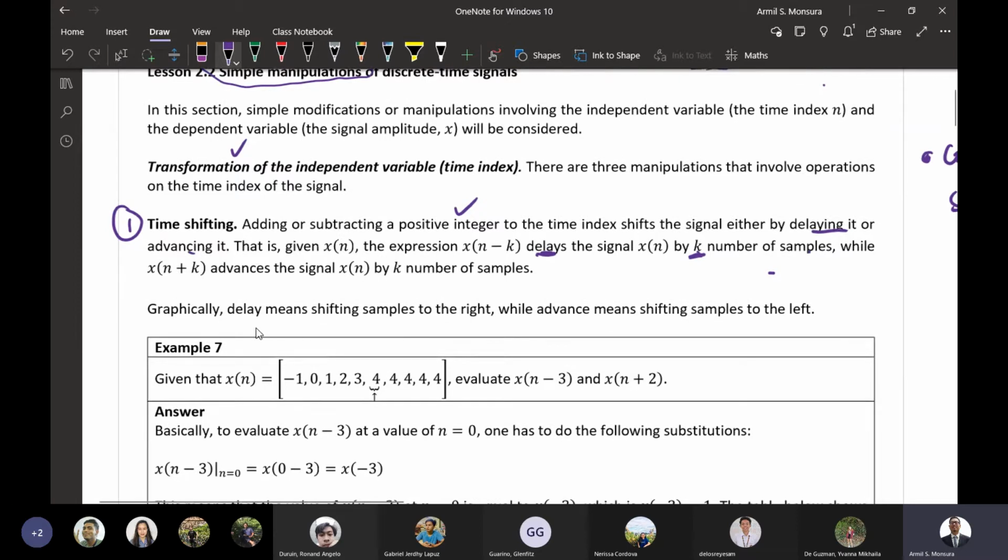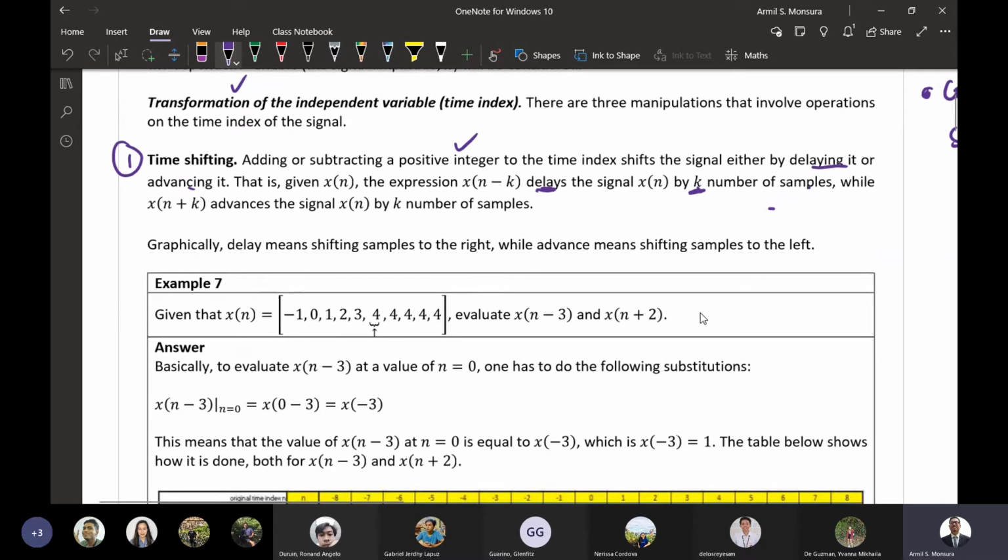In terms of its graph, delay means shifting the samples to the right, because you're trying to start the signal value at a later time, kaya delay yung tawag doon. Alam ko na-explain ko na ito in a previous discussion. While advance means shifting samples to the left, which means that you are pulling the signal value ahead of when it is supposed to appear.